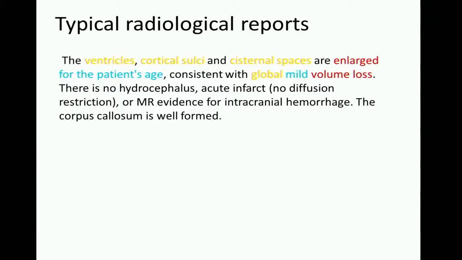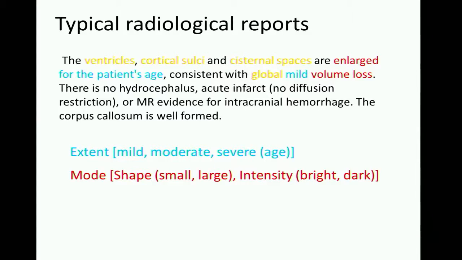So this is one example. The ventricle, cortical sulci, and cisternal spaces are enlarged for the patient's age, consistent with global mild volume loss. So I painted, the blue is talking about extent: mild, moderate, severe, and red is mode: shape change, small, large, intensity, bright, dark. Up to here, it's not that much of big data. But as soon as we go to the location, that is where the devil is.